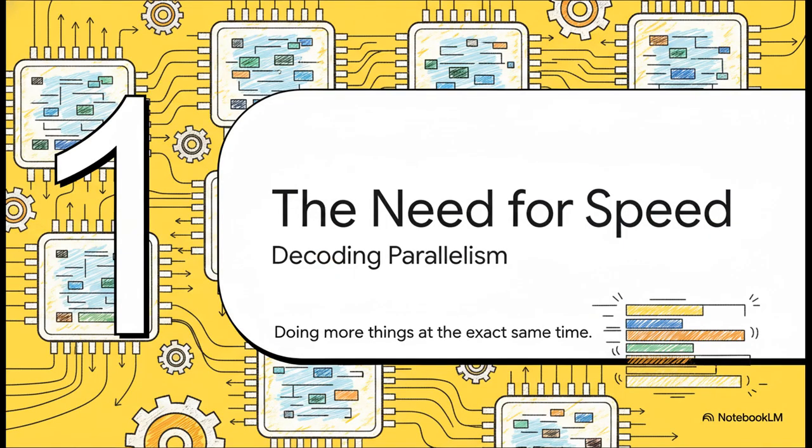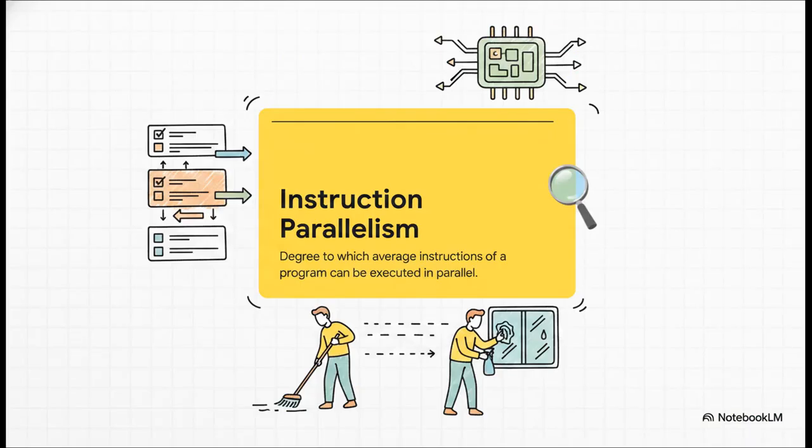All right, kicking things off with Section 1, the need for speed, decoding parallelism. So the core desire of pretty much all processor engineering boils down to one simple thing: doing more things at the exact same time, right? The faster we want to go, the more we have to overlap our work. And that brings us to a really foundational concept: instruction-level parallelism, or ILP.